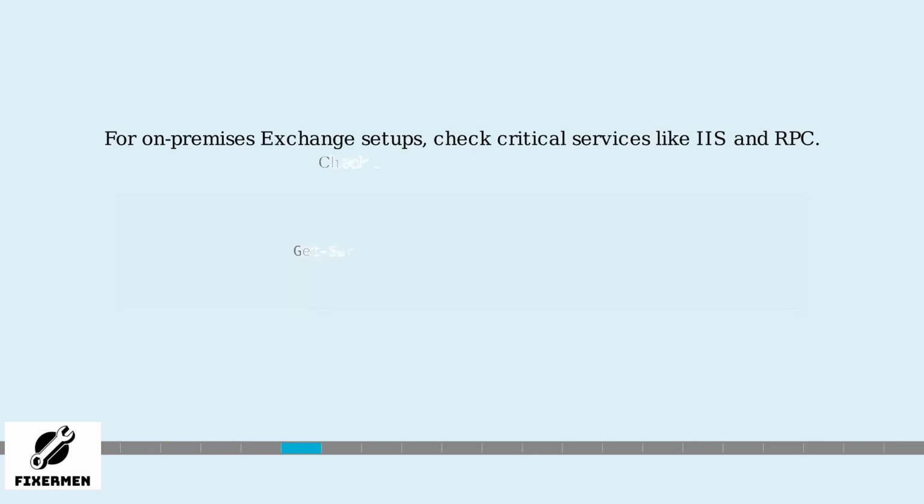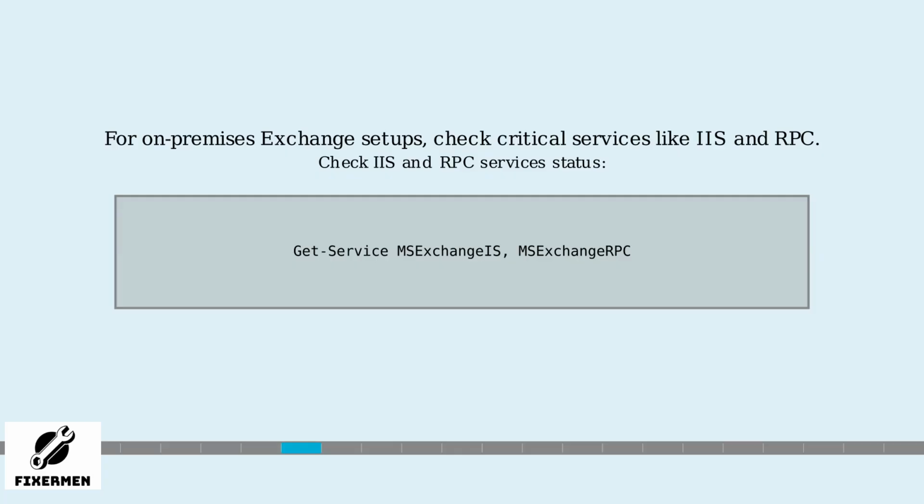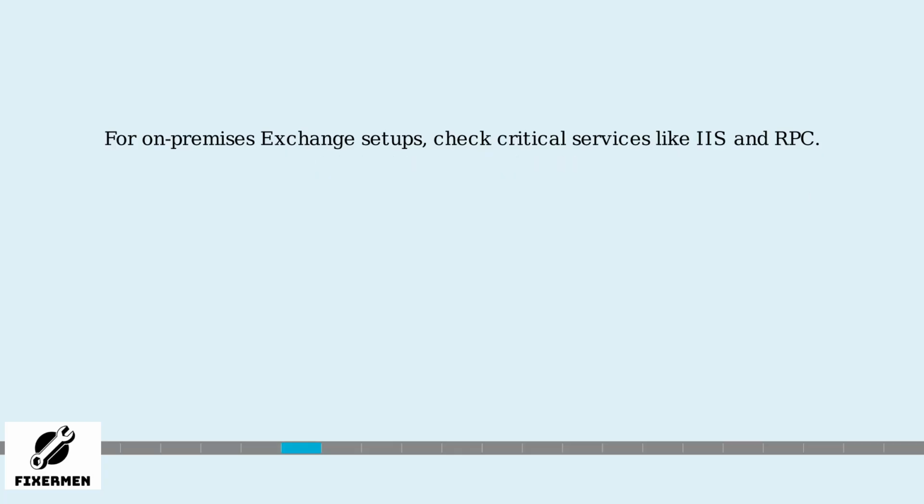To check these services, use the Exchange Management Shell, which is a PowerShell-based interface for managing Exchange Server. Open Exchange Management Shell and run commands like Get-Service MSExchangeIS, MSExchangeRPC to verify that the Microsoft Exchange Information Store and RPC services are running.